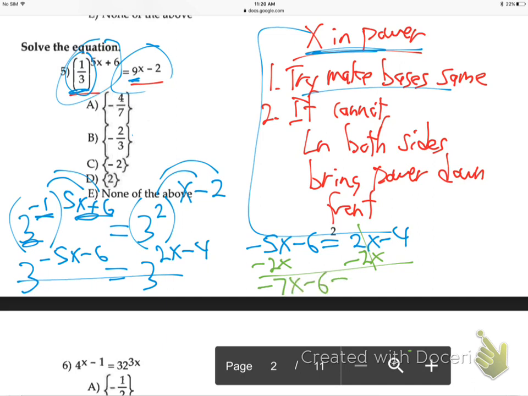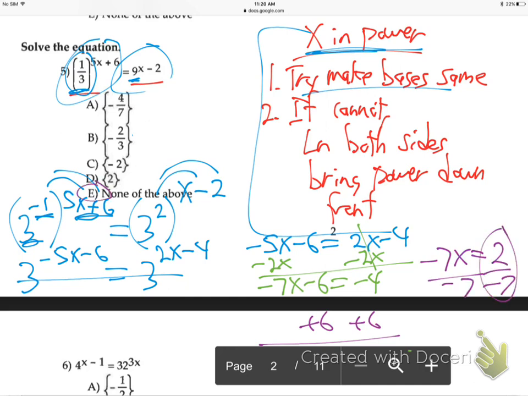This is going to be none of the above, isn't it? Add the 6 to both sides. I'm running out of room here. -7x is 2, divided by -7. There's the answer: -2/7. It's not there, none of the above, which is a little disturbing. Sorry, I'm not trying to disturb you, but a couple of them are none of the above. Good there? You okay with that?